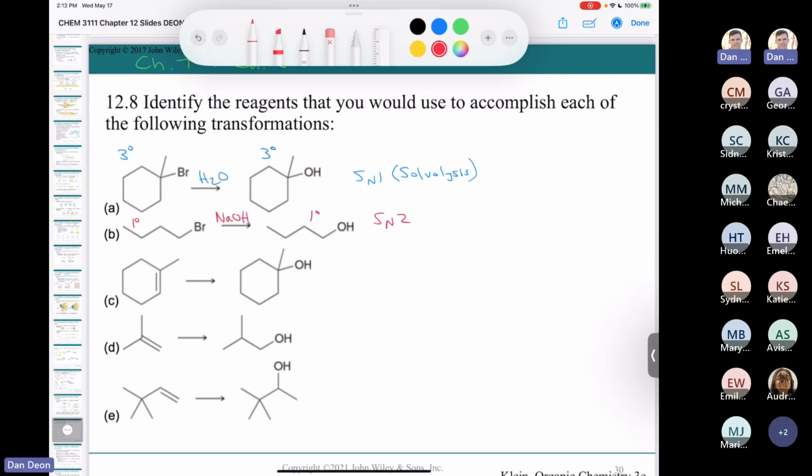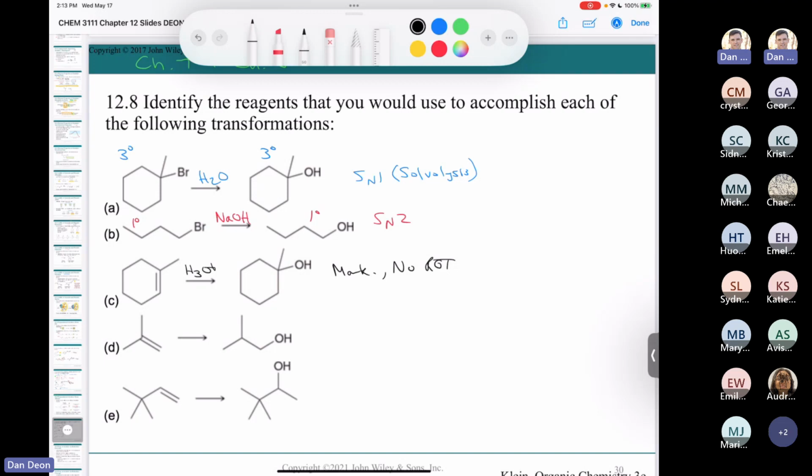What about the next one? C. Would that be Markovnikov or anti-Markovnikov addition in C? It's Markovnikov. Yes, absolutely. You guys are very quick. So for that one, we just need H3O plus. So this is Markovnikov, and there's no possibility for a rearrangement to occur. So we don't have to worry about that one.